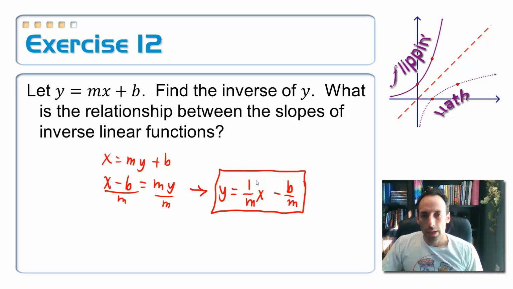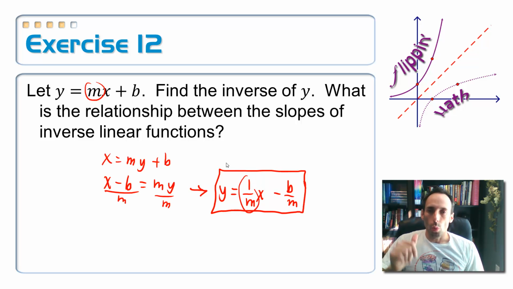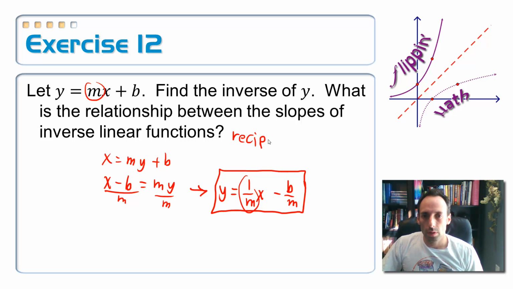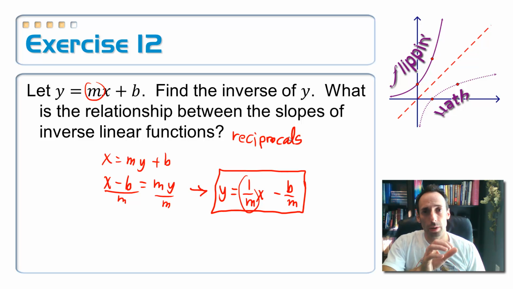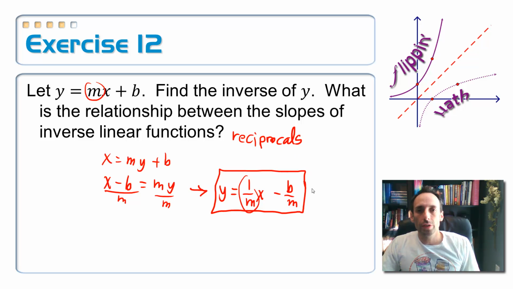Okay, so now here is the new slope, and here was the old slope. What's the relationship between those? Well, one's m, the other one's 1 over m. They are reciprocals. Not negative reciprocals like perpendicular slopes, just reciprocals. Also, look at what the new y-intercept is. It is the opposite of what the old one was, divided by the slope.